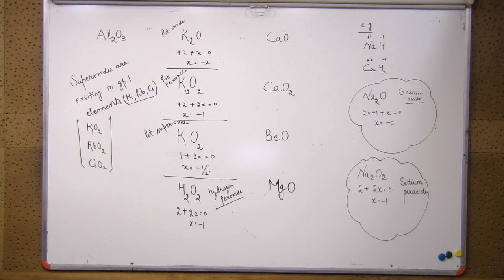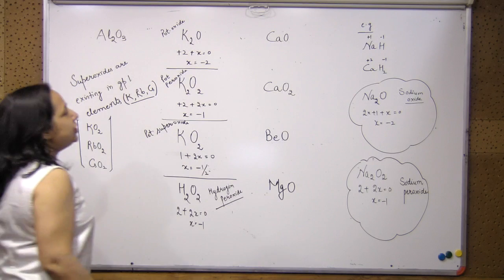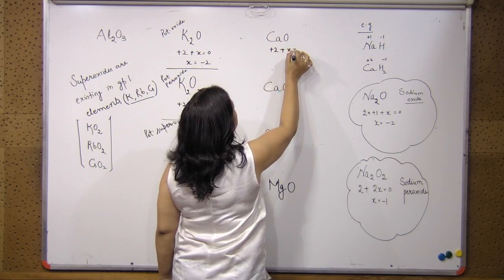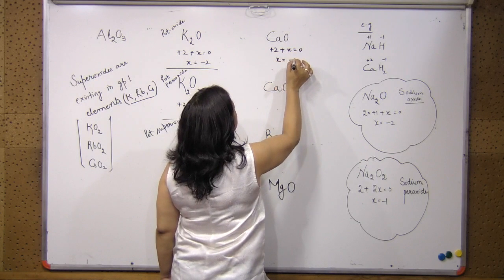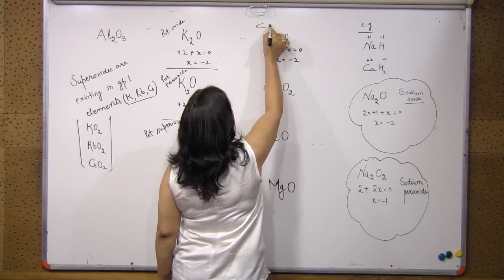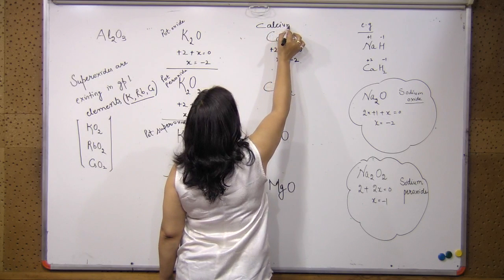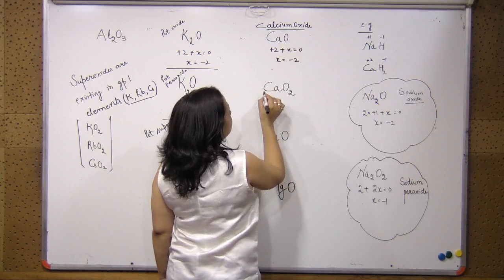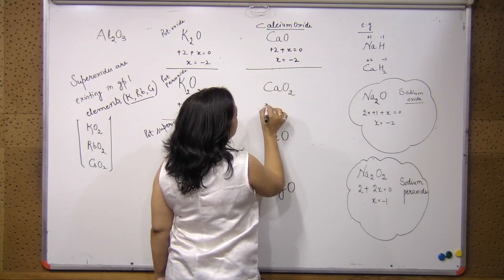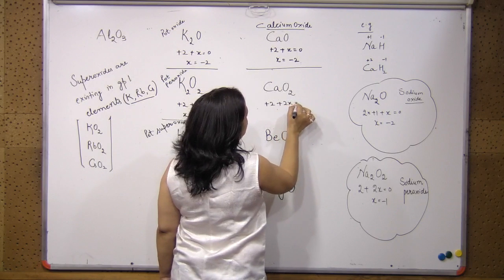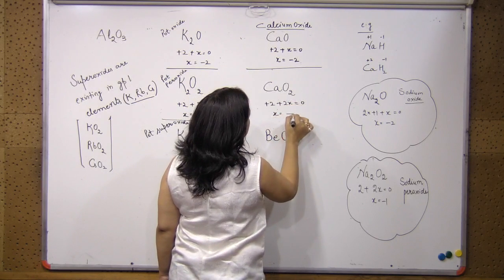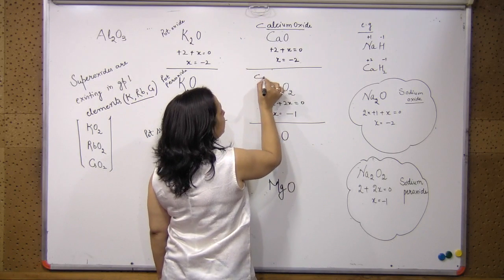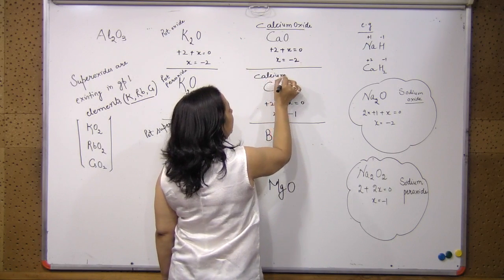Should we discuss? The calcium and oxygen. Calcium is plus 2, plus x is 0. x should be -2. It is calcium oxide. This is the next compound. Plus 2 plus 2x is equal to 0. x comes out to be -1. Oxygen -1 is peroxide, calcium peroxide.